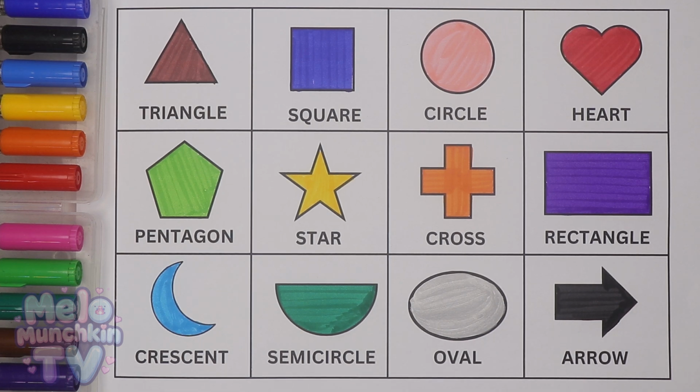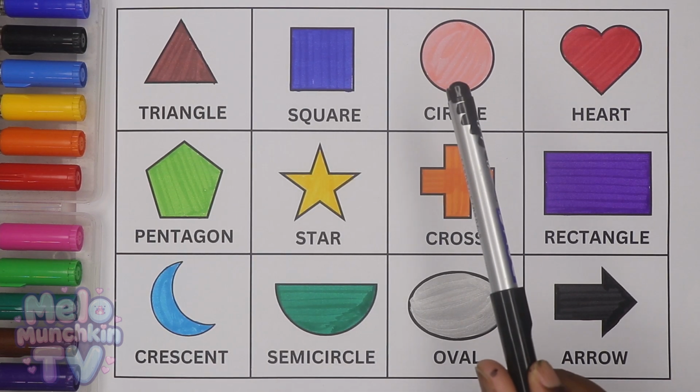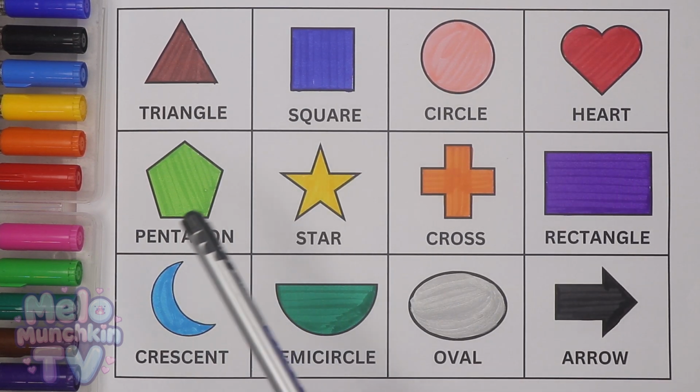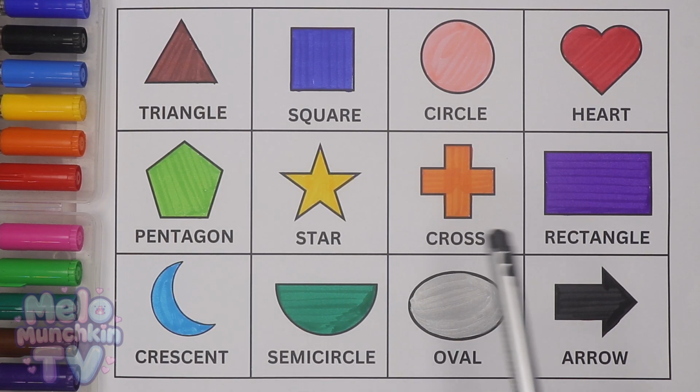Let's check the colors. Brown color, dark blue color, baby pink, red, light green, yellow color, orange, purple, blue, dark green, silver color and black color. So here we have completed our colors and shapes.